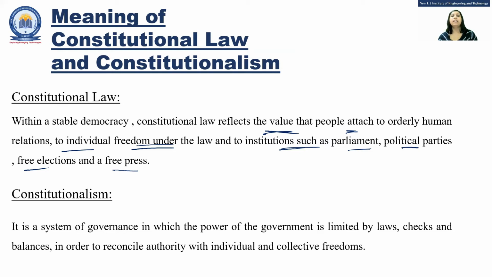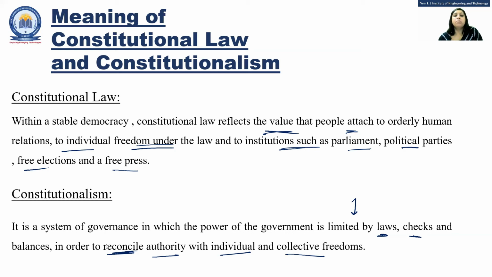All the efforts are made by the developed as well as the developing countries in upholding the rule of law, which is actually guaranteed through the constitution to promote democracy for a just and fair society. So that is how constitutionalism is defined. Also, constitutionalism is a system of governance in which the power of government is limited by laws, checks, and balances in order to reconcile the authorities. Whenever we are talking about the reconciliation of authority, here they are talking about reconciling authority with individual as well as collective freedom. So if power is given to the government, definitely it is limited by the laws, checks, as well as the balances. That is how it is mentioned in constitutionalism.